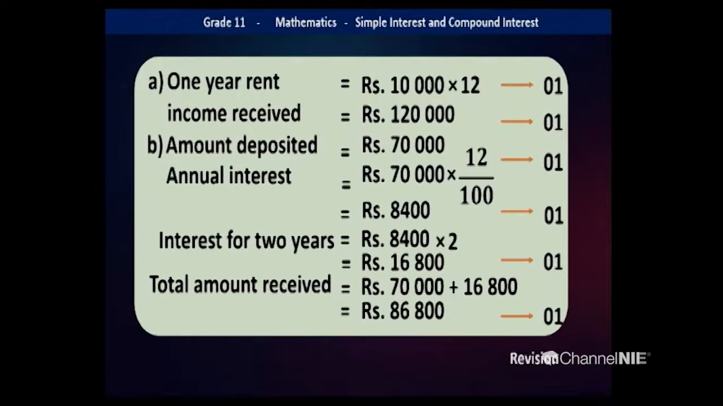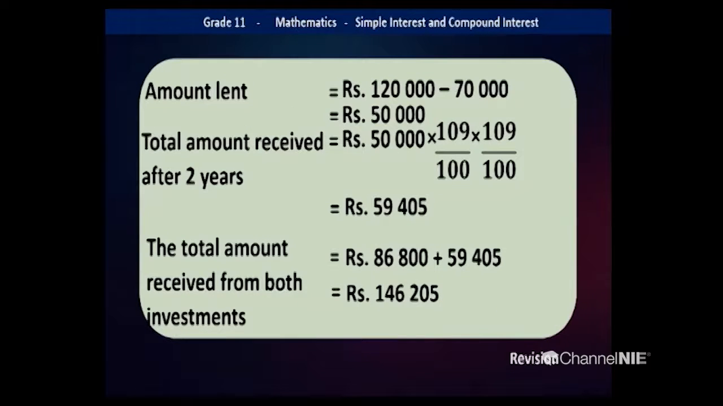Now you can carefully study this. There are 6 marks. Let us move on to the next part. There are 10 marks, which means there are 4 more marks. Let us see how they give. Amount lent 50,000. For that 1 mark. That means when you answer step by step, you score your marks.